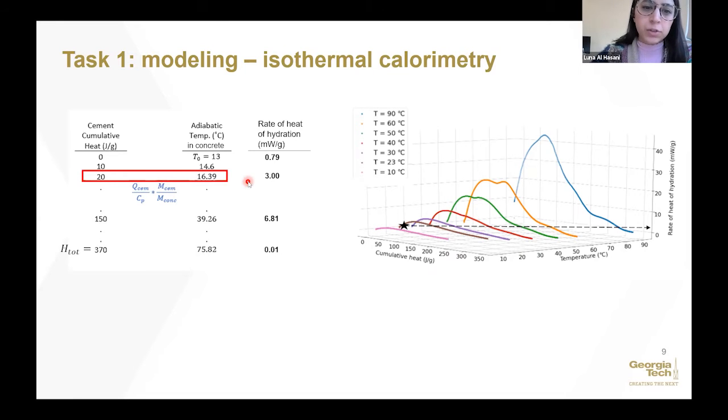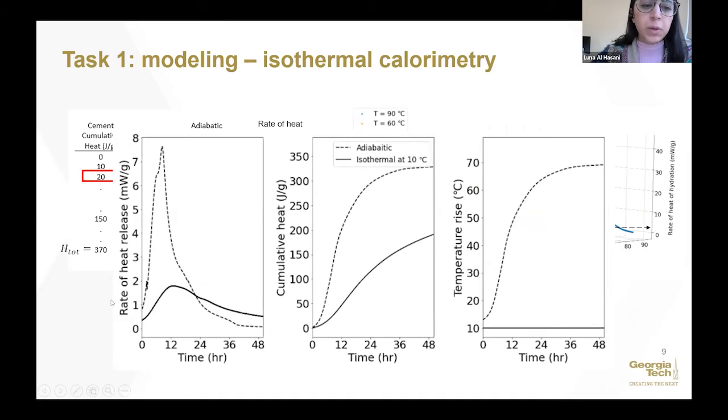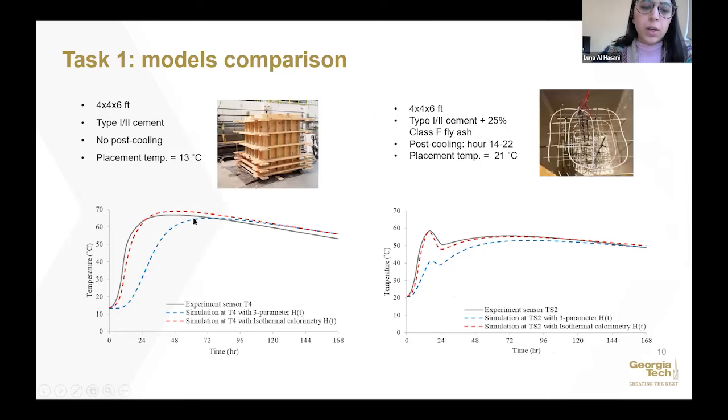We can find the rate of heat of hydration, and now we have these different profiles. What's missing is time, but by performing more mathematical operations, we can actually find time from the information that we have, and we get these curves, which are representative of properties under mass concrete conditions or adiabatic conditions. So we use this curve instead of the 3-parameter exponential model in the finite element modeling. And these are the results in red, and we can see that they match much better than the 3-parameter exponential model for these 2 mid-scale experiments.